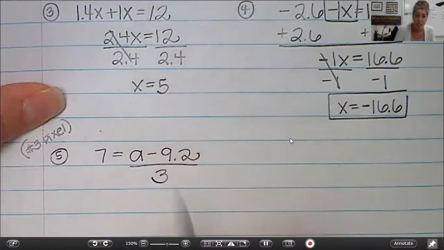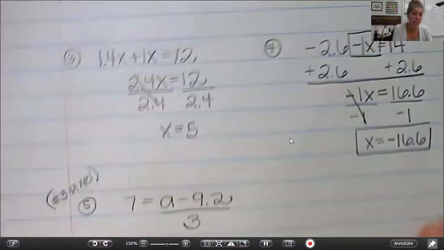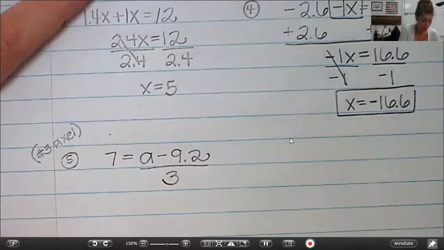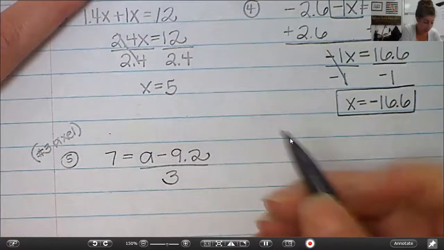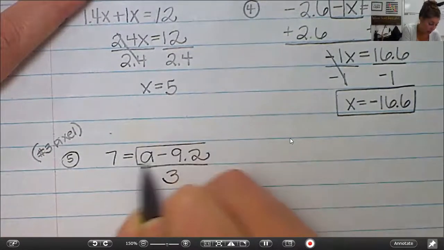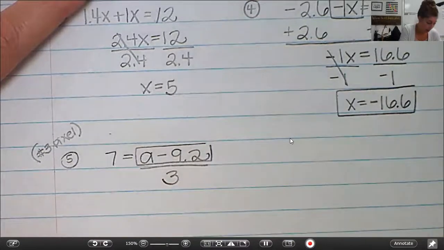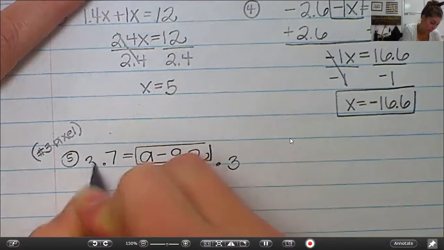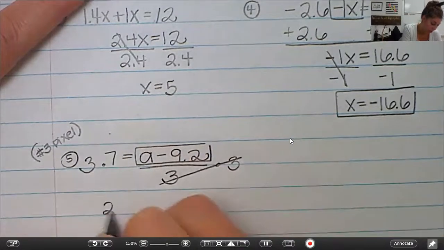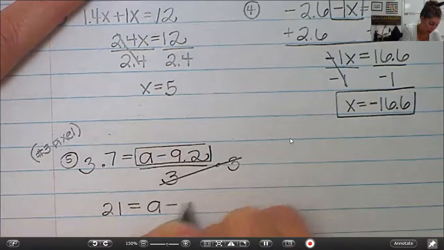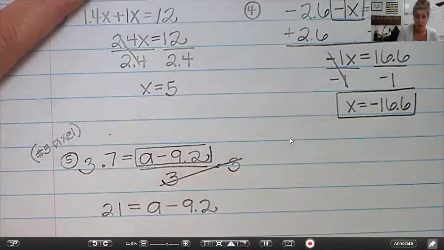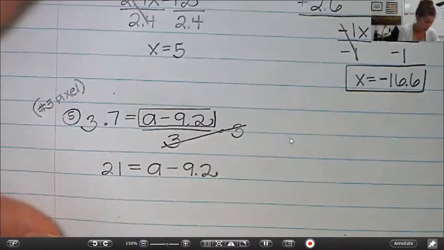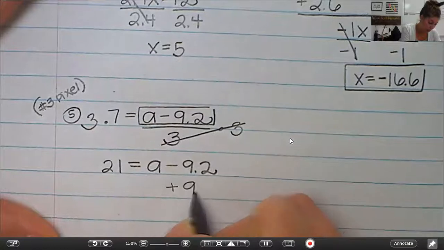Okay. So remember, with a problem like this, if I were to try and figure out what to do first, if you're using the box technique still, I'm going to box this top section and multiply by 3 to make that go away. There we go. So 21 equals a minus 9.2. I'm going to add that 9.2 as its inverse.